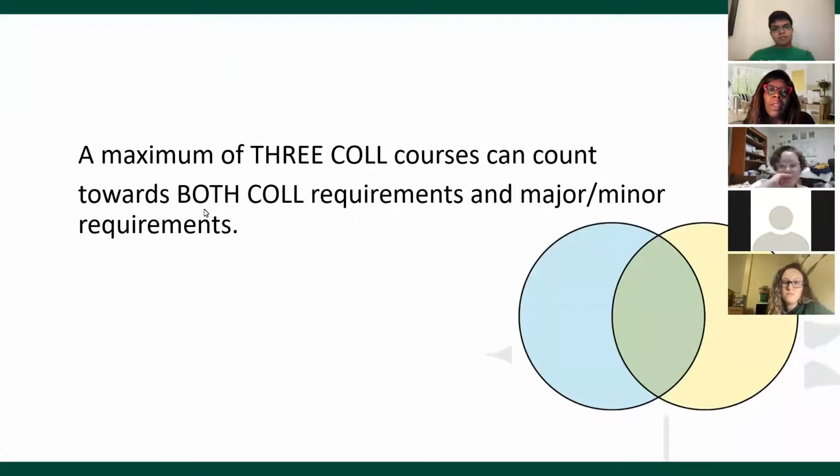Okay. This is what I was talking about with the overlapping. A maximum of 3 COLL courses can count towards both the COLL requirement and a major requirement, a minor requirement, or sometimes, like I mentioned, you can get a course that has an ALV that can also count for your arts proficiency. So when you're looking to see which courses you can add to your schedule that can give you a 2-for-1, you have to make sure you only are able to count it 3 times.